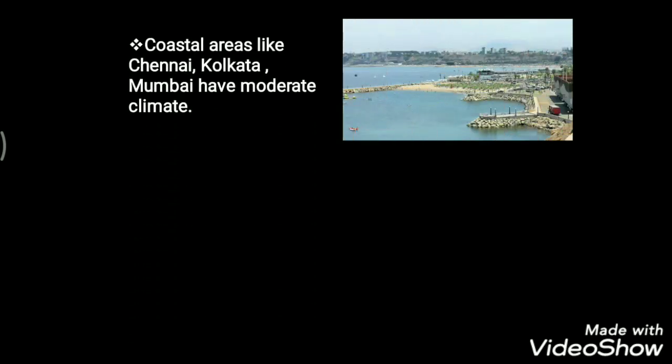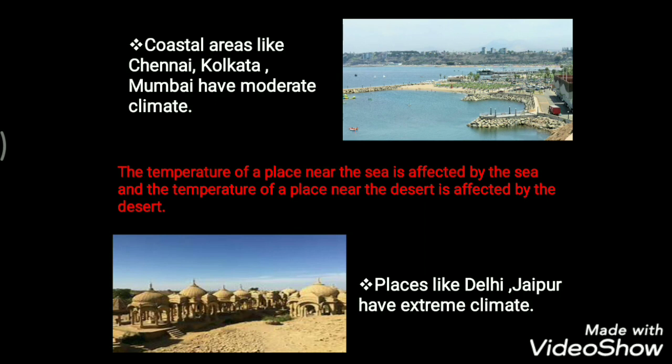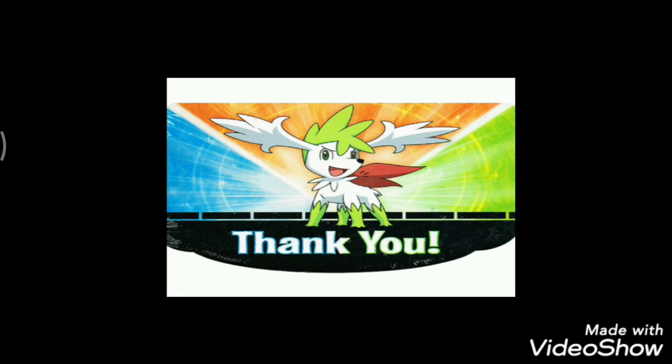Now we see that the coastal areas like Chennai, Kolkata and Mumbai have a moderate type of climate, whereas if we look at places like Delhi and Jaipur, they have an extreme type of climate. What is the reason? The temperature of a place near the sea is affected by the sea, and the temperature of a place near the desert is affected by the desert itself. So because of this, the coastal areas have a moderate climate, and places like Delhi and Jaipur have an extreme type of climate. Understood? So that's all we have in this session.